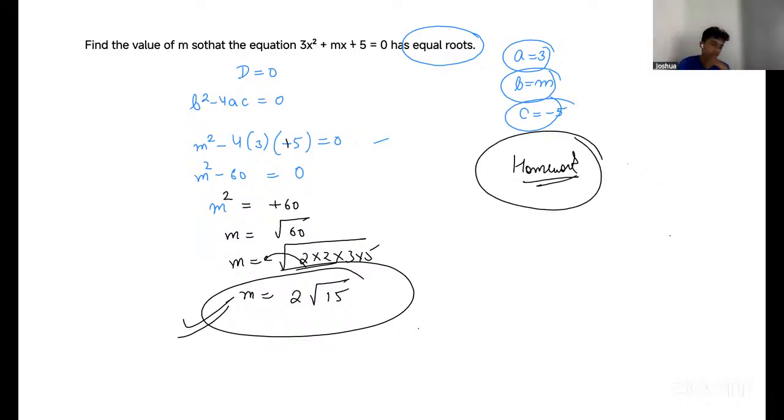Can you explain it again? How did you get 2 root 15? Listen, again, I will explain it whole, and then I will go to the statement out of it.